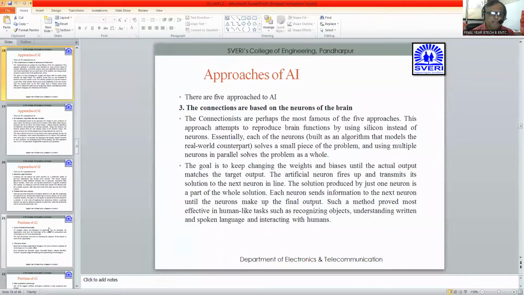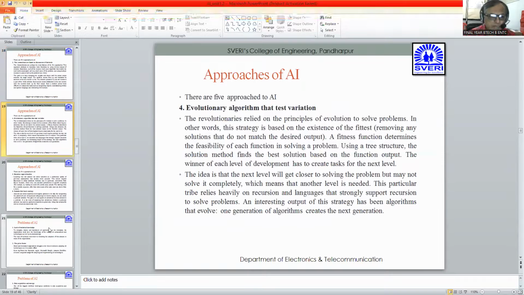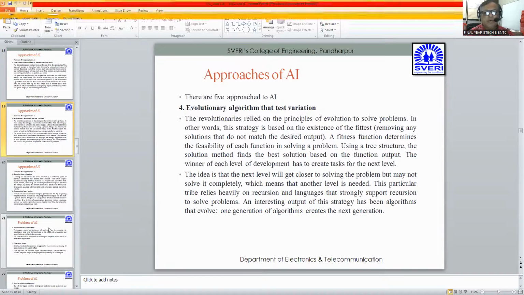Then the fourth one is the evolutionary algorithm that tests variations. Now, the evolutionary algorithm means one which has evolved and which is going to actually test some variations.